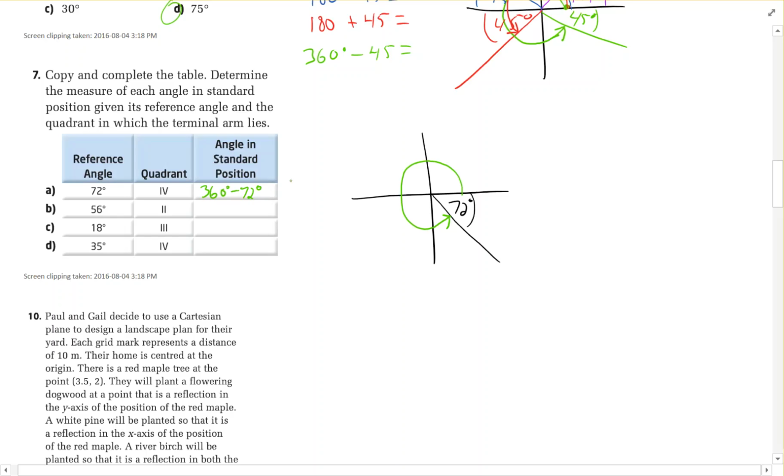And again, I'll let you guys do that. And then, yeah, so they're all going to be similar to that.